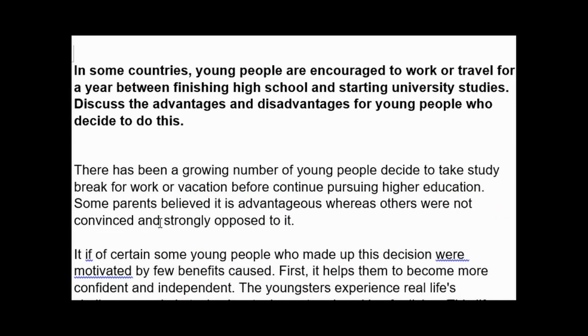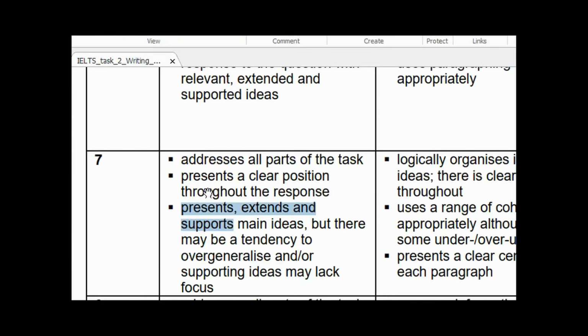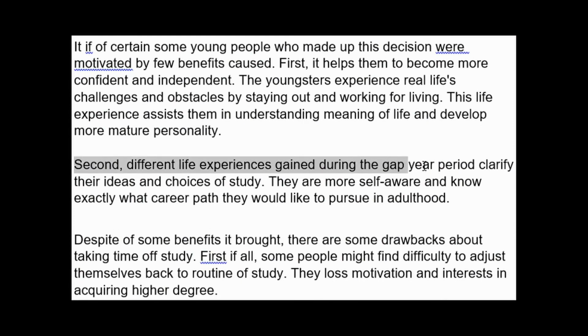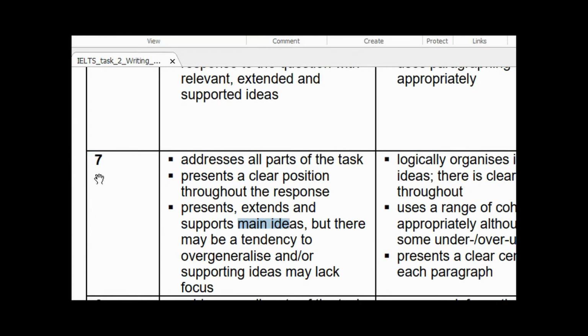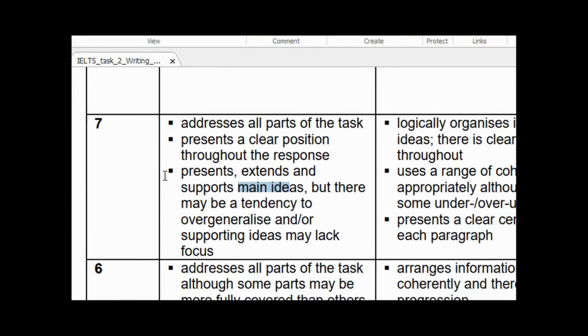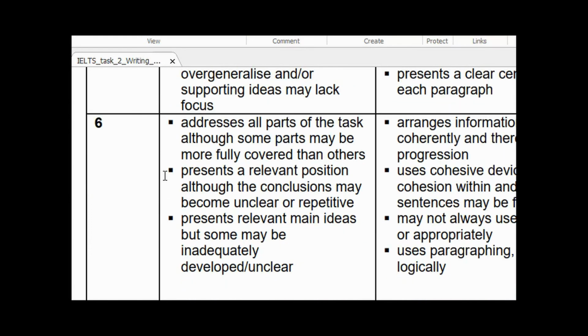So let's look at this. I would say that yes, there is a clear position throughout the response, but are the main ideas well extended? Well, look at this. This paragraph consists of 2 sentences. This paragraph consists of 1 sentence. So you can say that this person can't get a 7 for task achievement because the ideas are somewhat limited in how they are supported.